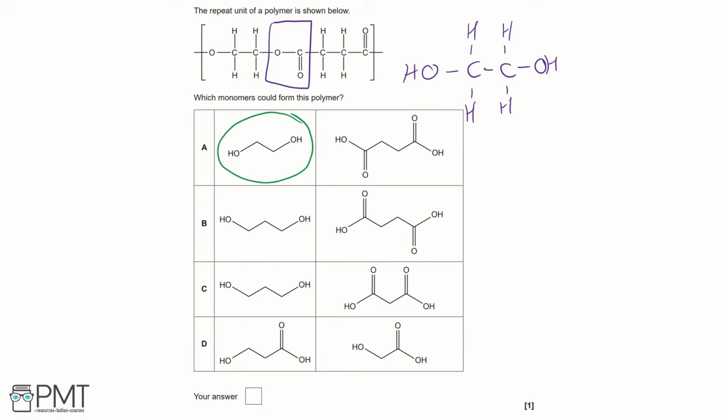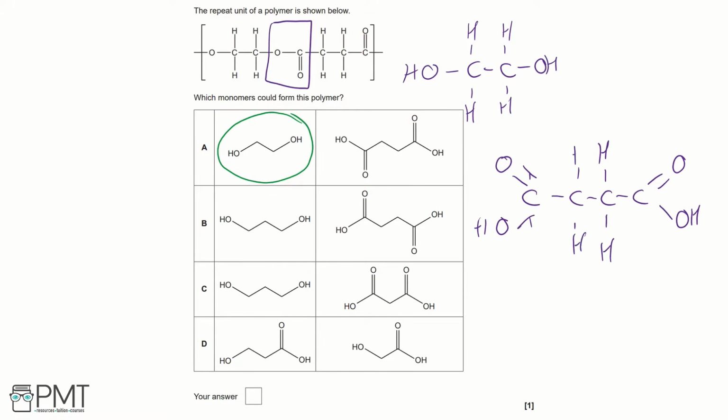dicarboxylic acid. So we're looking for a dicarboxylic acid with a 4-carbon chain, 2 carboxylic acid groups on either end, 4 hydrogens, and if we compare to option A, well, it matches. We've got a 4-carbon chain with our 2 carboxylic acid groups on either end. So option A matches both our dialcohol and dicarboxylic acid. So to get the mark for this question, we must write A in the answer box provided.